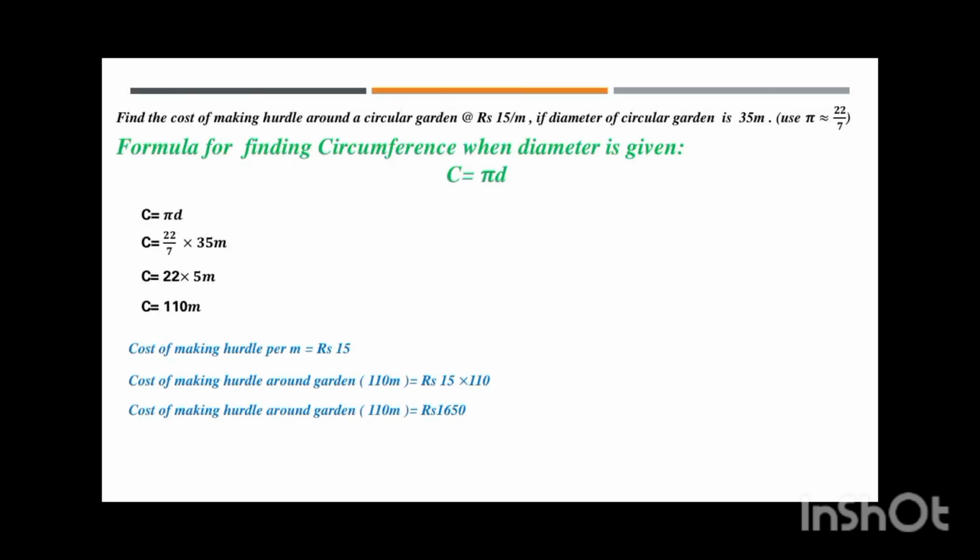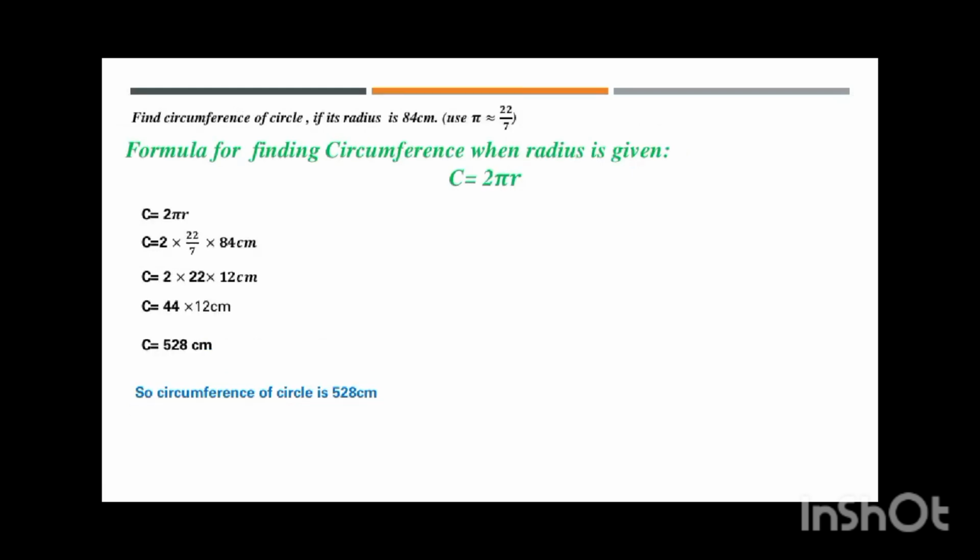And then find the cost of making hurdle around a given circular garden at a rate of rupees 15 per meter if diameter of a circular garden is 35 meter. And formula we're going to use is circumference equal to pi d, that's equal to 22 over 7 multiplied by 35 meter. 22 multiplied by 5, and we're going to get circumference is 110 meter. And cost of making hurdle per meter is rupees 15. So cost of making hurdle around garden is rupees 15 for 110 meter, which is rupees 15 times 110, and we're going to have rupees 1650.